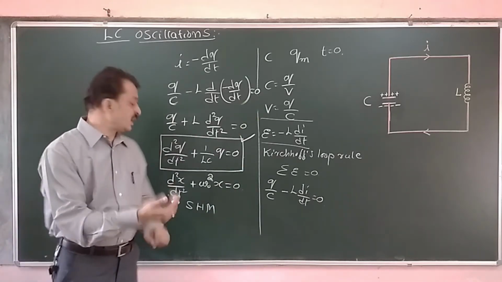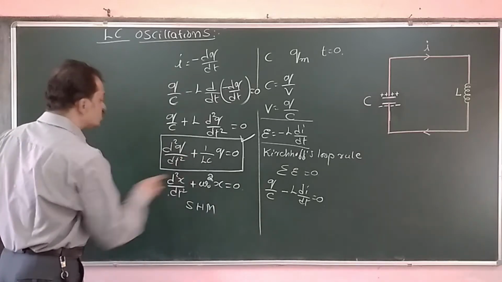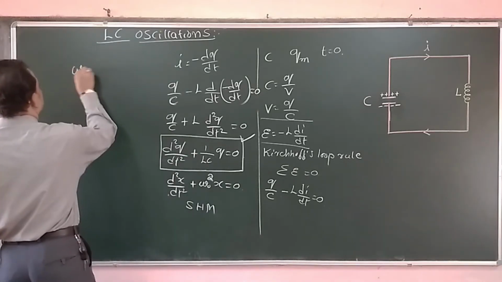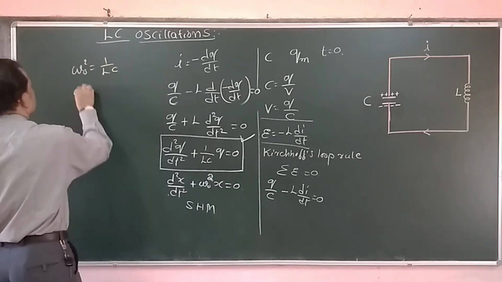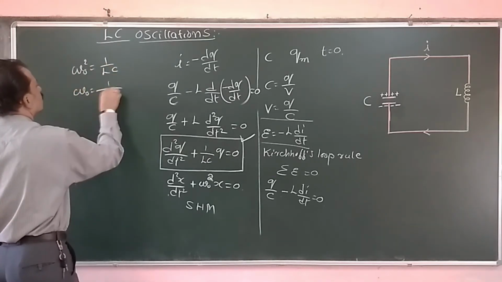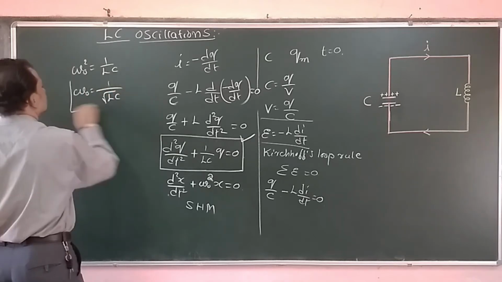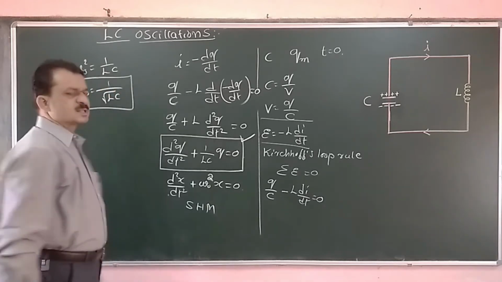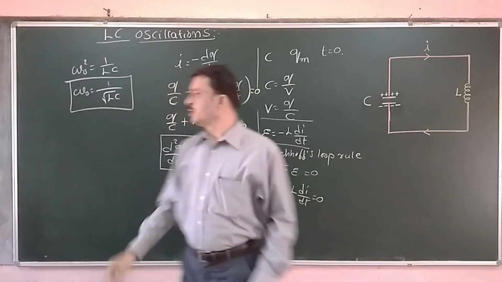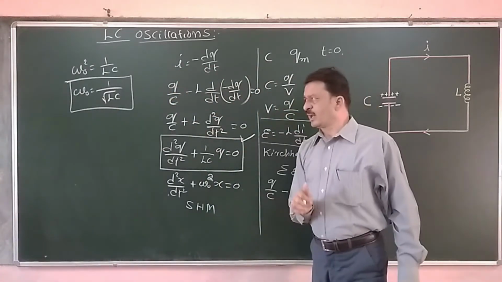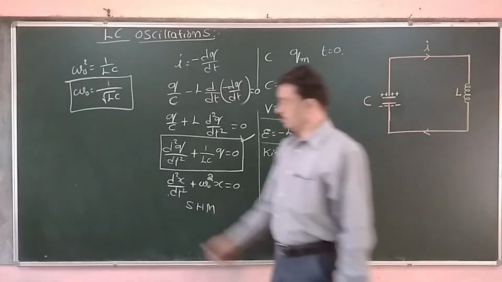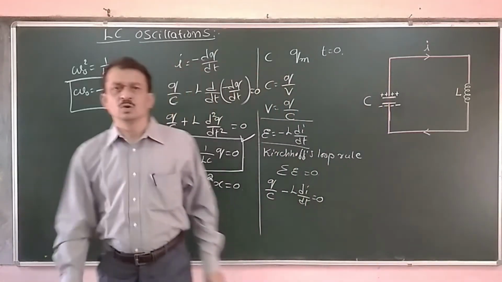Now comparing these two equations, we get omega naught square is equal to 1 upon LC, or omega naught is equal to 1 upon root LC. That is the frequency of oscillation of the charge as well as the electric current. Omega naught is equal to 1 upon root LC.